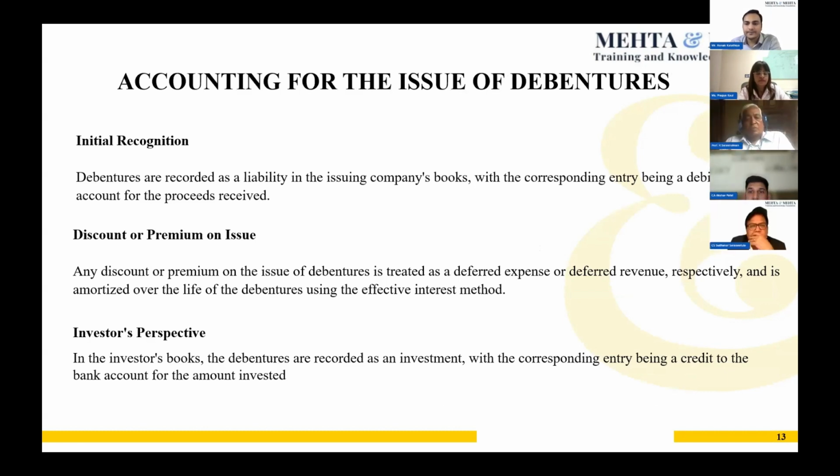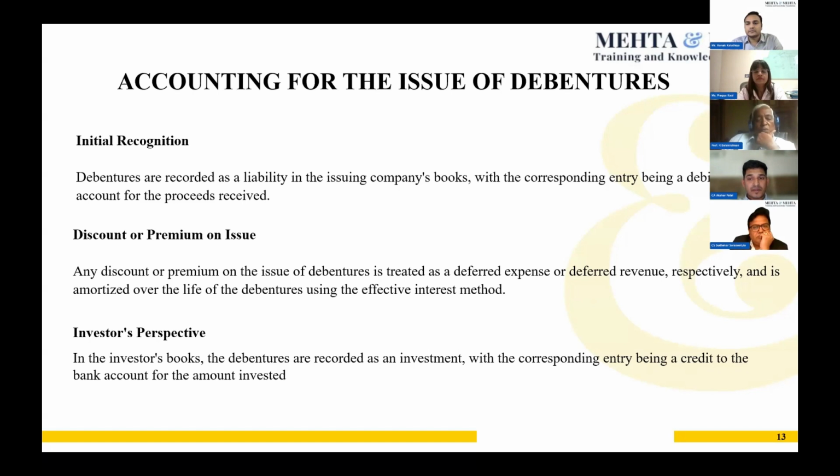So as discussed previously, the accounting treatment for the issue of debentures initially would be that the debenture will get credited to liability and the corresponding entry will go to the bank. When there is a discount on the issue of debenture, the discount will get deferred over the tenure of the debenture, and the net amount will be recorded in the books. And when it is on a premium, the premium is treated as a finance cost because it is as good as the interest amount that we are paying on the debenture.